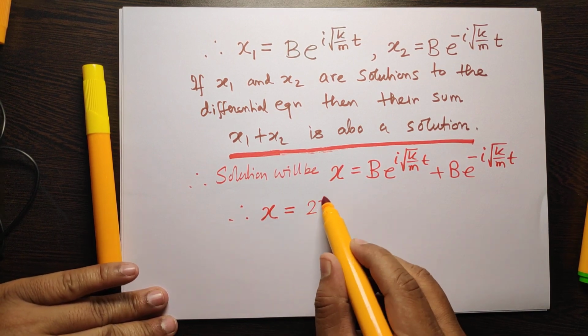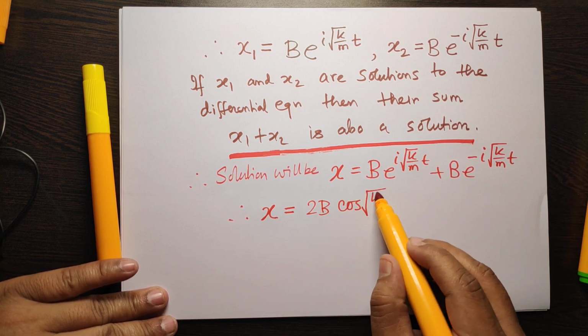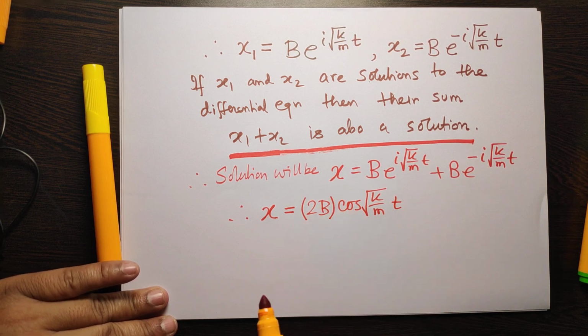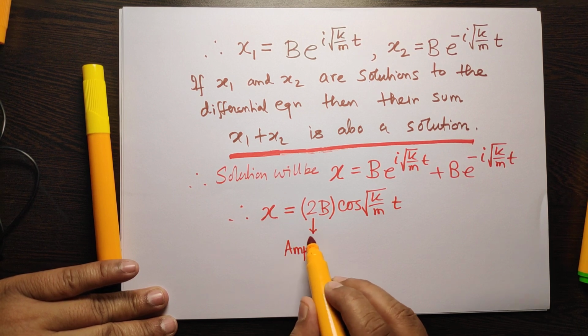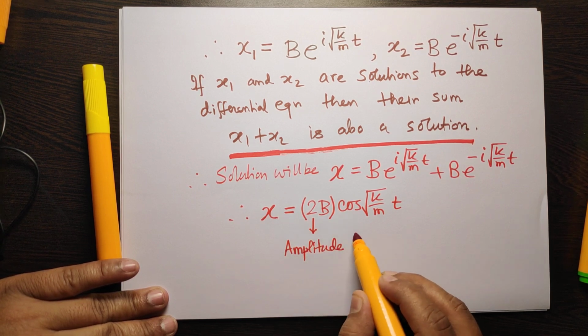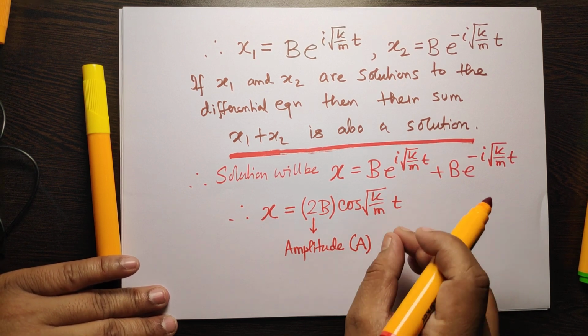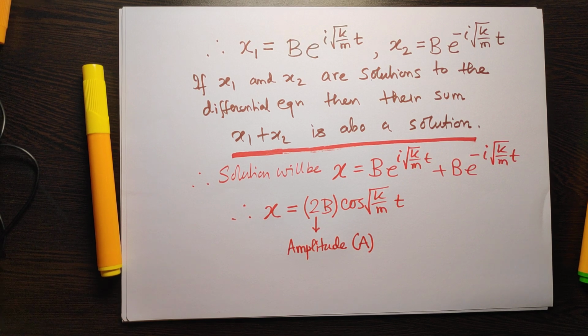So you are left with the solution as 2b cosine of root over k by m t. Now this 2b is the maximum value of x, so 2b is the amplitude, that is A, and if this is a solution, you can add a phase plus phi also, that is quite obvious. So we have learned a way to solve the differential equation.